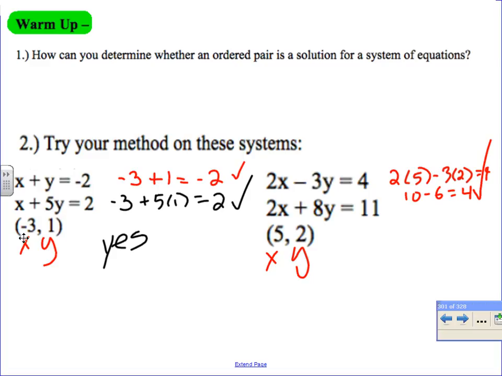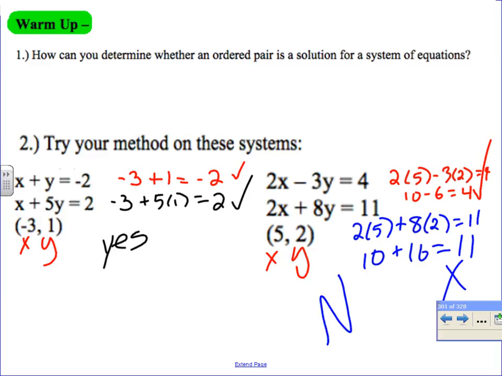Let's look at the second one. We have 2 times 5 plus 8 times 2 equals 11. Is 10 plus 16 equal to 11? No. I hope you say no. Put an X. That means this is not, 5 comma 2 is not a linear combination of that system of equations, which means both of these equations. Questions on that?